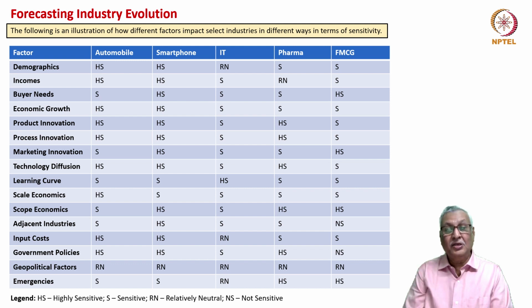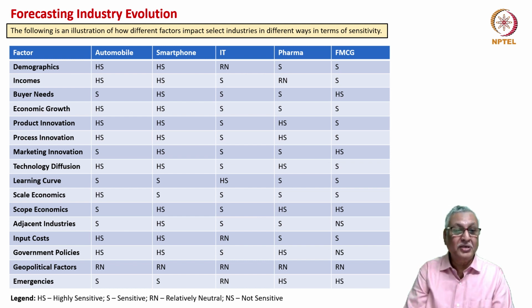When you look at the growth and the state of automobile industry in India over the last 2-3 years, you will see these factors play out with high sensitivity as I have outlined. The industry is also sensitive to buyer needs, marketing innovation, learning curve, scope economics, adjacency of other industries, and emergencies.